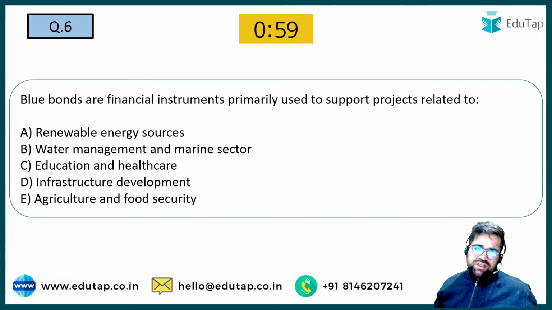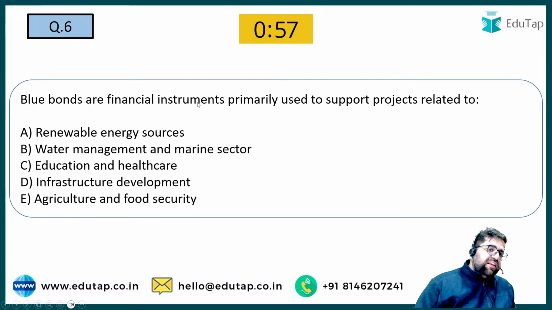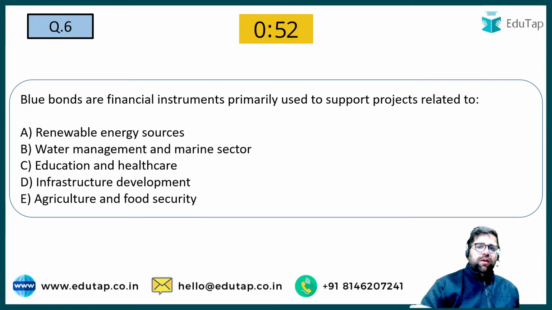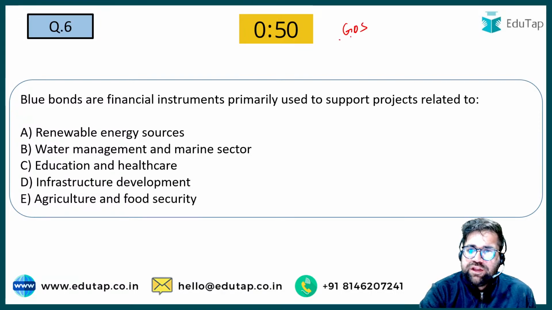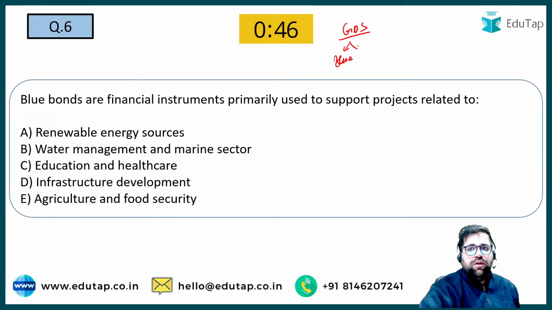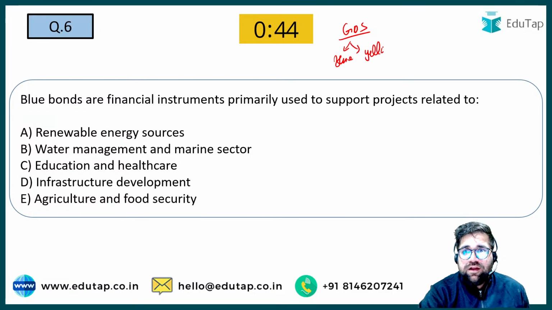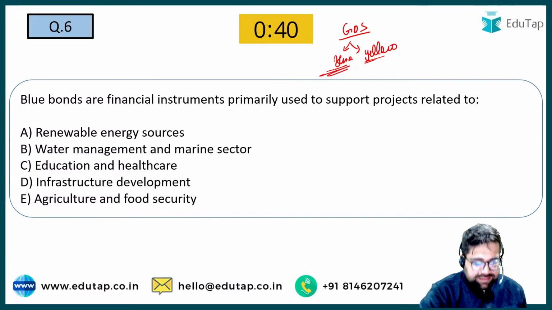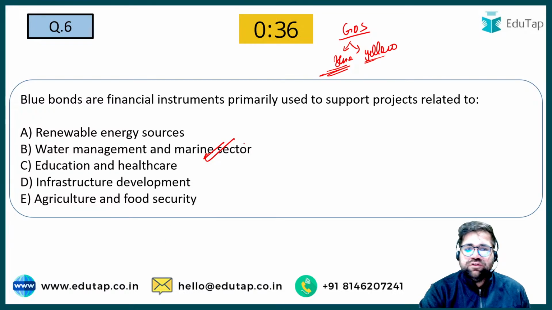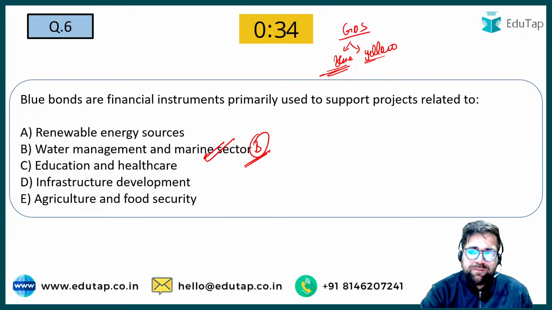Next question, question number 6. Blue bonds are the financial instruments primarily used to support projects related to what? Now we have green debt securities, right? In green debt securities, you have blue bonds, you have yellow bonds, but the question is asking you regarding blue bonds. So blue bonds are basically those type of bonds which are generally used for water management. So therefore the correct answer will be option number B.